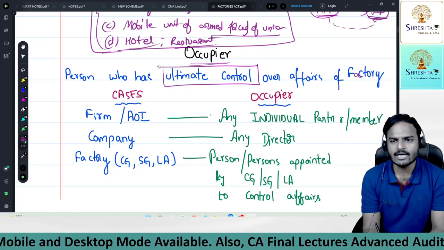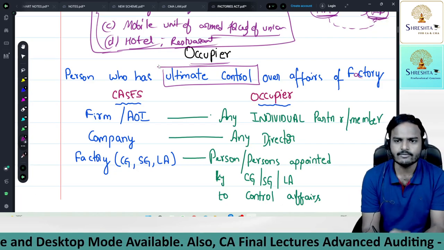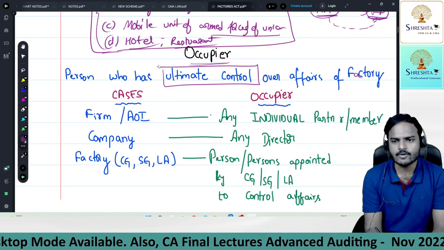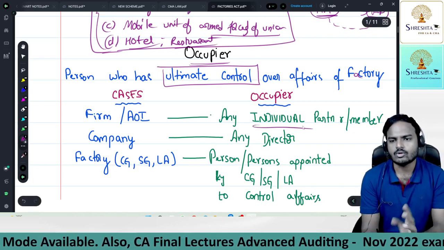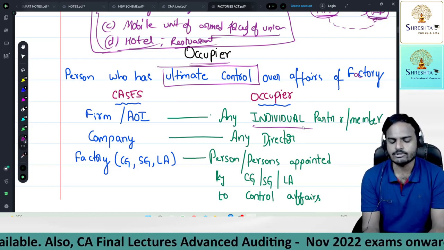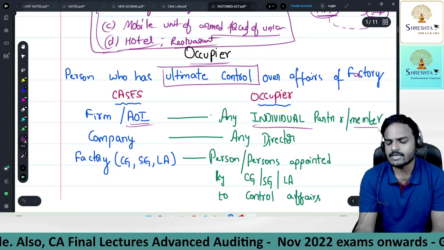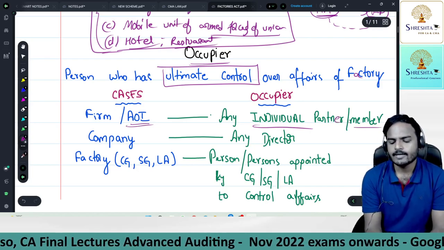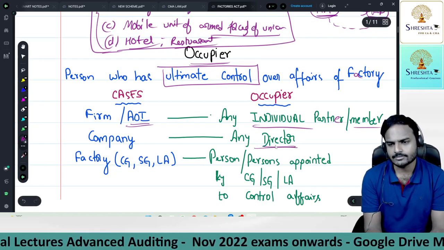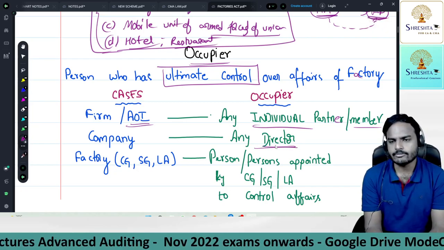The person who has ultimate control over the affairs of the factory, we call him the occupier. We had a few cases. In the case of a partnership firm, any individual partner, not an artificial or body corporate, any individual partner, or in an association of individuals, any individual member. Now coming to the company, any director shall be treated as occupier.